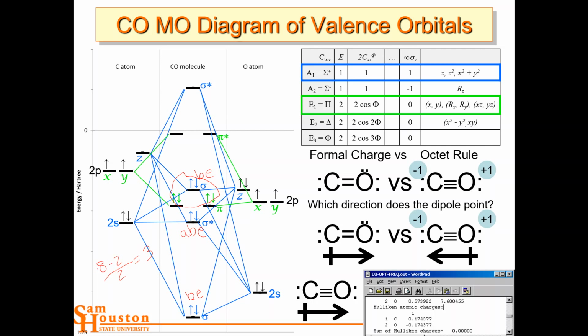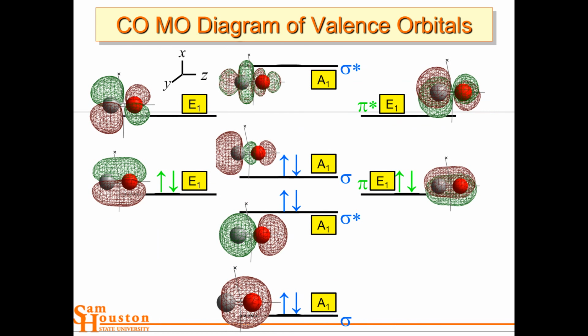Okay, so this is the molecular orbital diagram. It does confirm we've got some triple bond character, and this calculation shows us the dipole moment likely points towards the oxygen. And so then these are the pictures for those molecular orbitals.